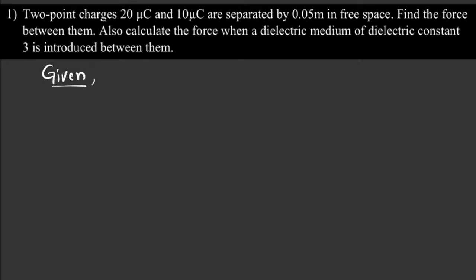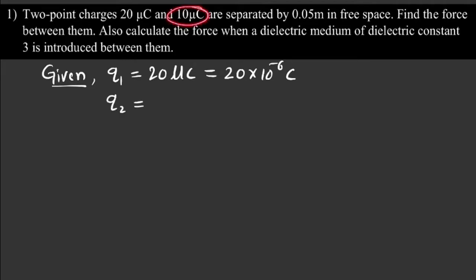First, Q1 is given, and what is the value of Q1? As you can see, Q1 is 20 microcoulomb. 20 microcoulomb means how much? 20 into 10 to the power minus 6 coulomb. In the given data we have to write everything in the SI system. Similarly, another charge is given, Q2, 10 microcoulomb, which means 10 into 10 to the power minus 6 coulomb. Micro stands for 10 to the power minus 6.